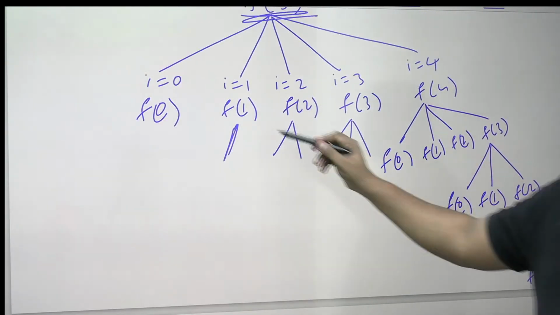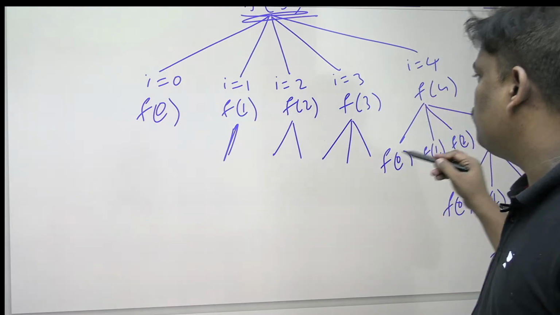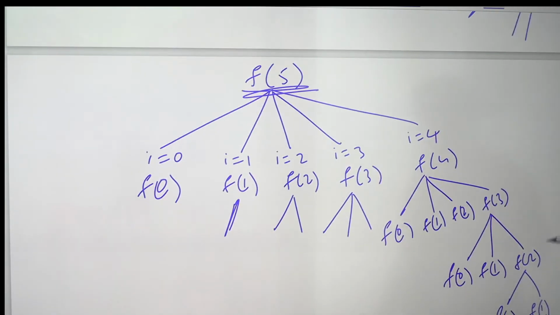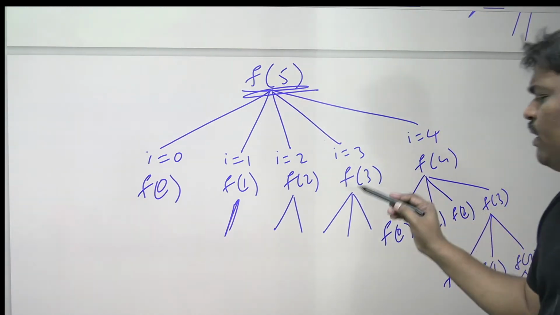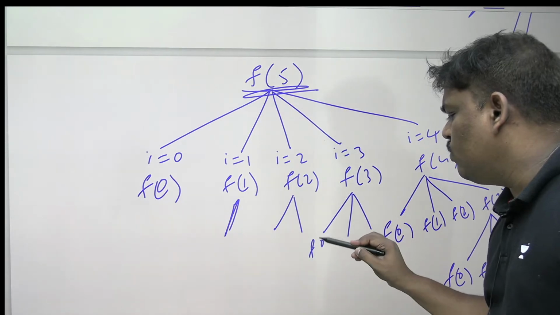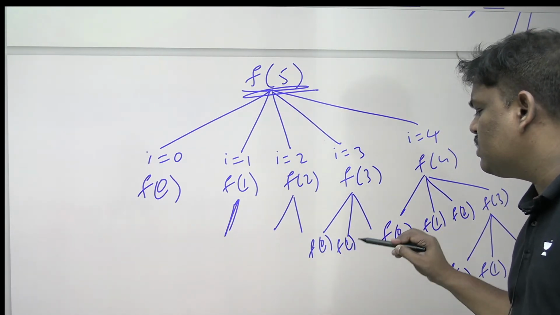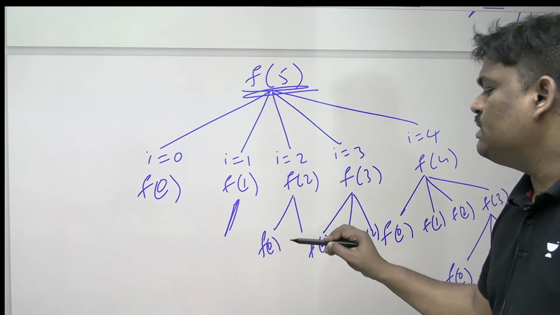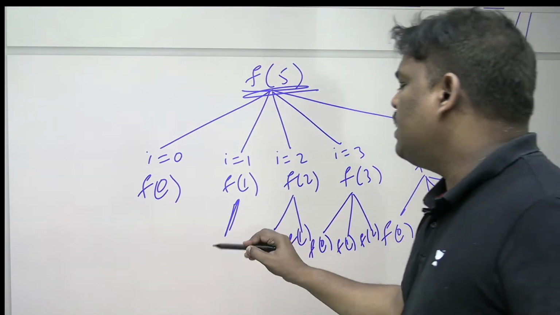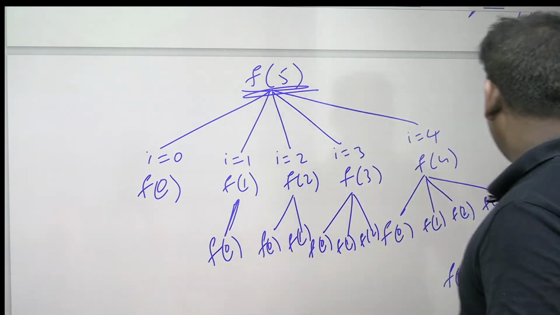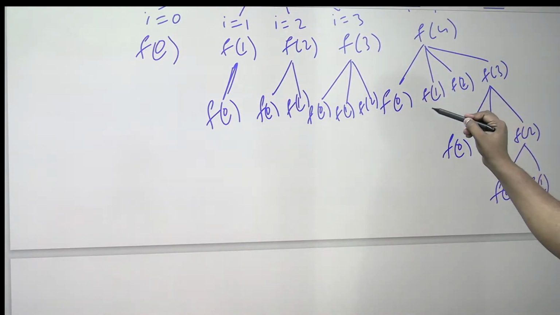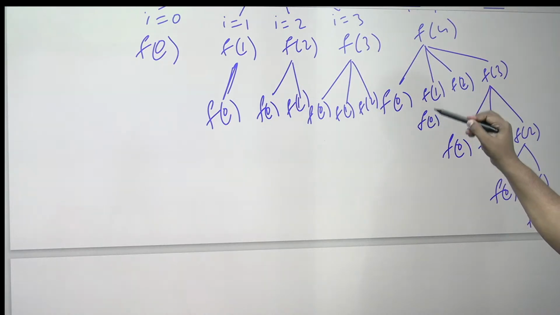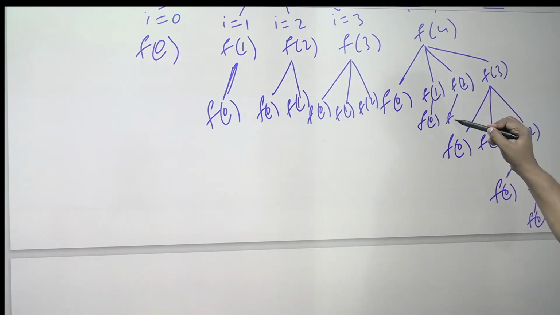So this is the one. If you want, you can expand the remaining. See, small things I have not expanded, bigger ones I expanded. If you want, you can expand these also: f0, f1. Normally it will expand, but I wrote only my required things. It is f0, f1, f0. Same thing here also: f0, f0, f1.